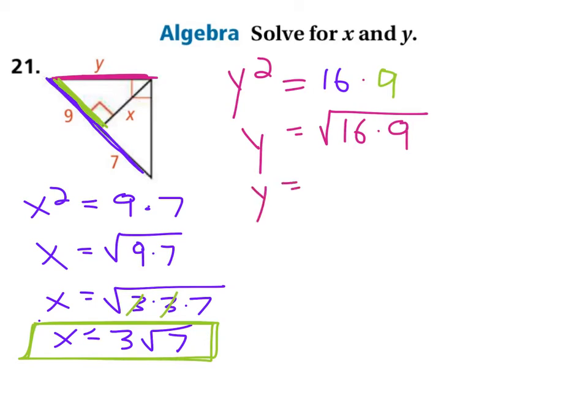Because they're both perfect squares. So we can then just say y is equal to, what's the square root of 16? The square root of 16 is 4. We can bring that out as a 4. Times, what's the square root of 9? The square root of 9 is 3. And there's nothing left in there because they were both perfect squares. Sweet. So then y equals 12.